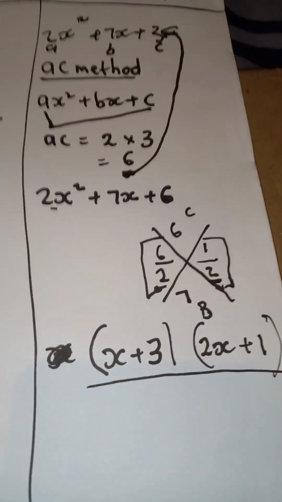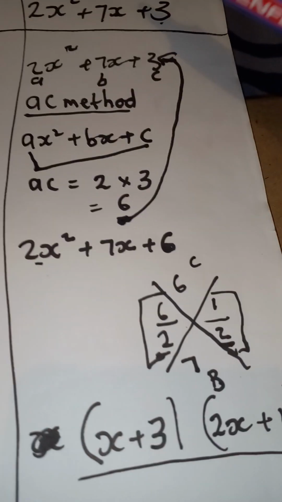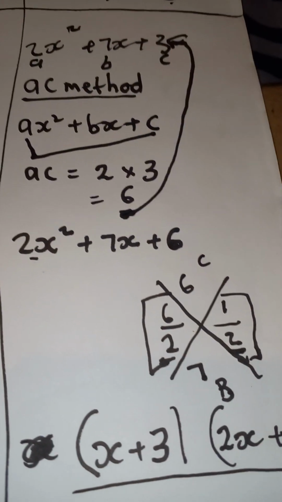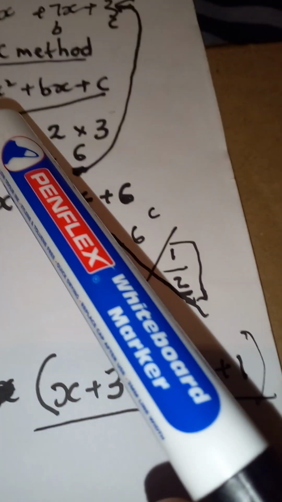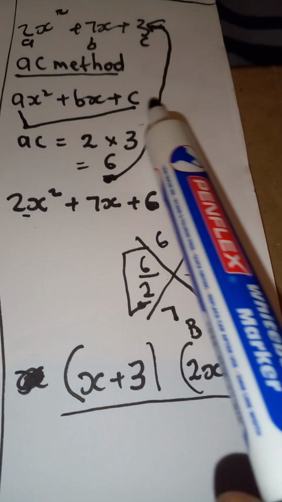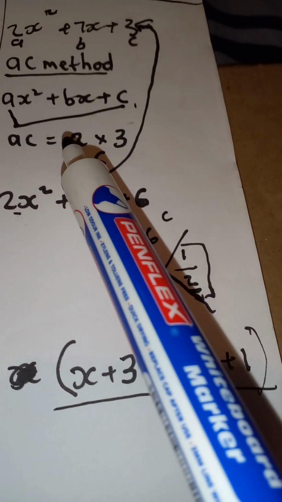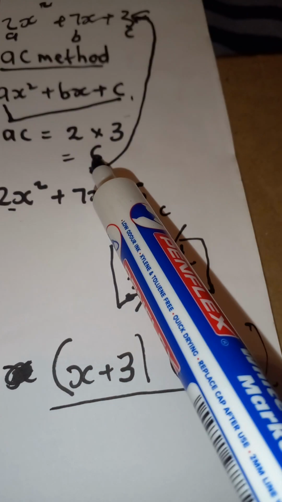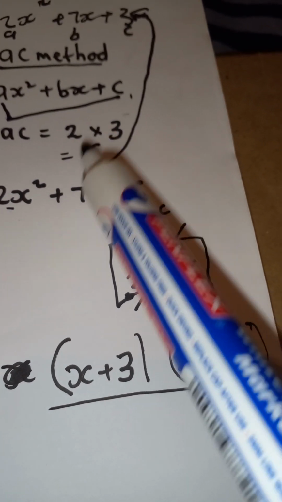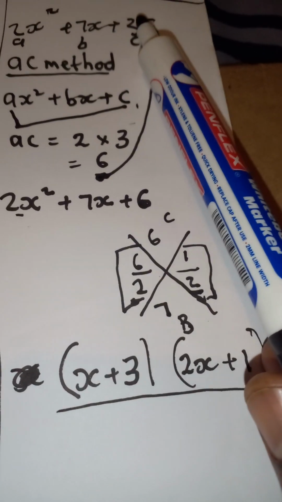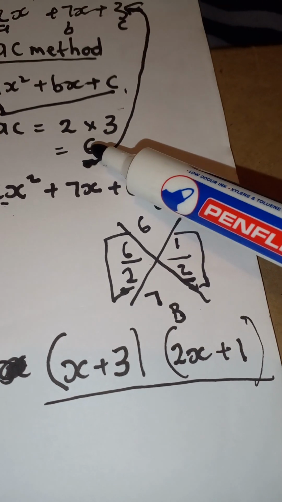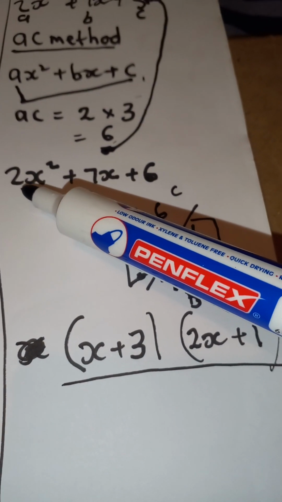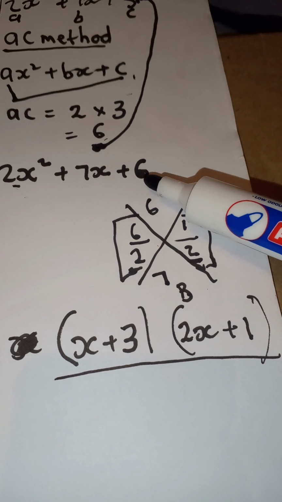Let us recap. In a case whereby you cannot find the common factor, you use what? The AC method. What is the AC method? It is whereby you take the coefficient of x squared and multiply it by C. In this case, our A is 2 times 3. We got our 6. Then this 6 becomes our new C. Instead of this 3, we are going to use our 6. So we were able to rewrite our expression to be 2x squared plus 7x plus 6.